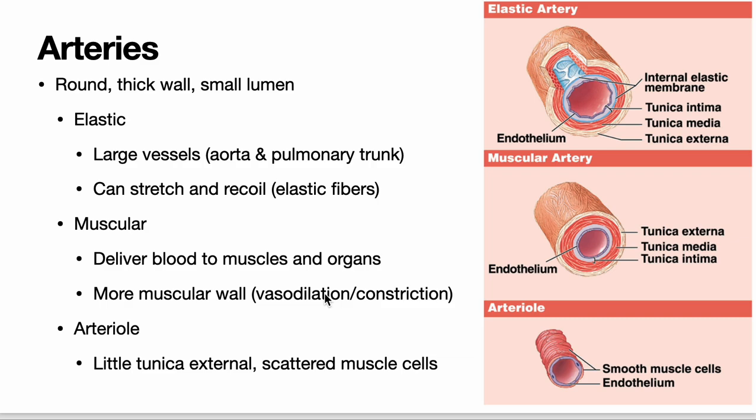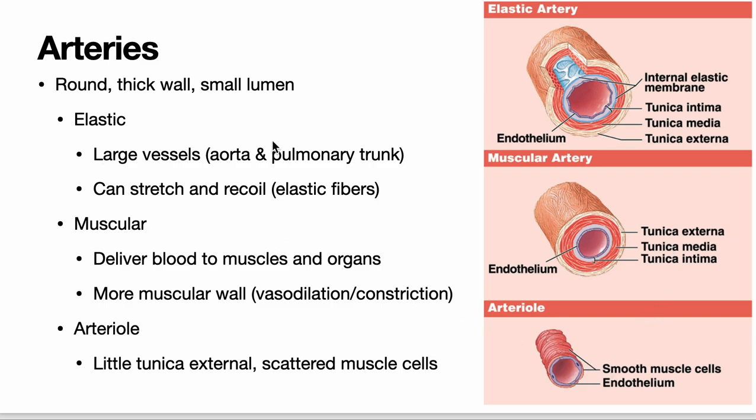So digging in a little more on arteries, again, they're typically round, typically thick-walled with a small lumen. Over here, you can see an elastic artery like the aorta versus a muscular artery, which is the arteries that would come off the aorta, think common carotid. And then arterioles, which are the branches coming off of those. So you can see a change in size, but we're also going to see a change in anatomy as well.